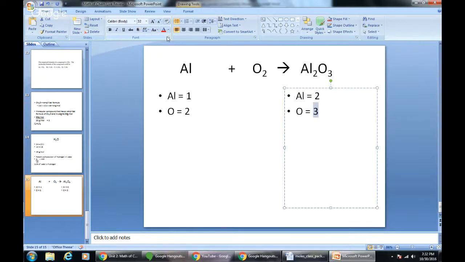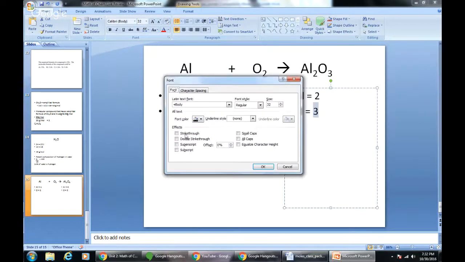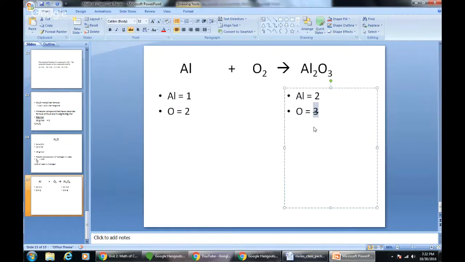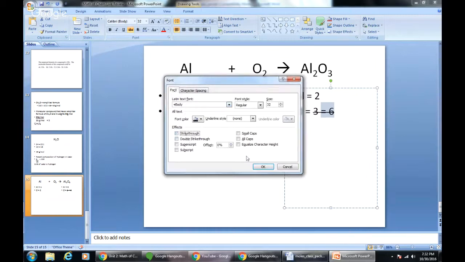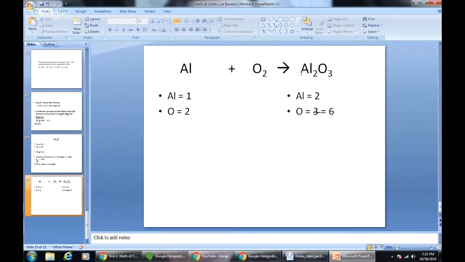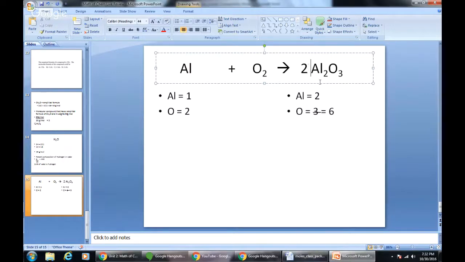The way I can do that is to change this to 6. To do that, I need to add a coefficient in the front, and that coefficient is going to be 2, because 2 times 3 makes 6.